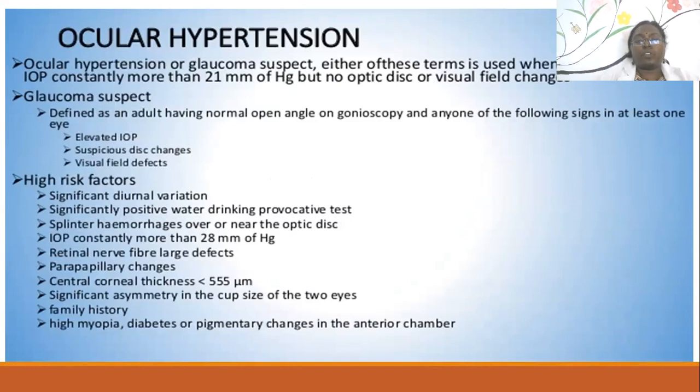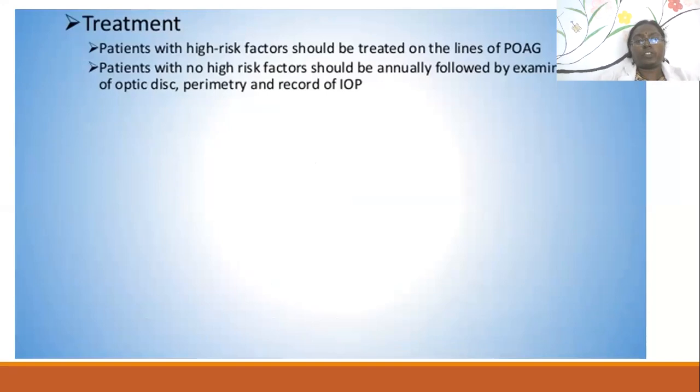Ocular hypertension. Ocular hypertension, as I said earlier, the IOP is constantly more than 21 mmHg, but you don't have any disc changes. The treatment is very much similar to that of primary open-angle glaucoma, and the patient is assessed using very much similar methods to those of primary open-angle glaucoma, that is slit lamp examination, automated perimetry.